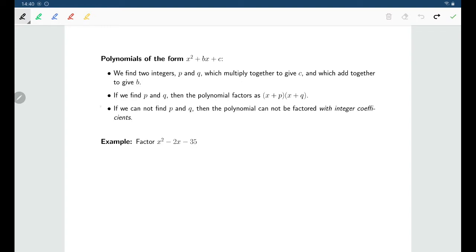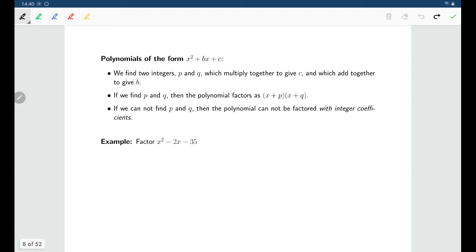And of course, the other nice part here is that if there aren't two numbers that have that property, if you cannot find two numbers that multiply together to give you c and add up to give you b, then that means that that polynomial can't be factored out with integer coefficients, which is kind of nice to know.